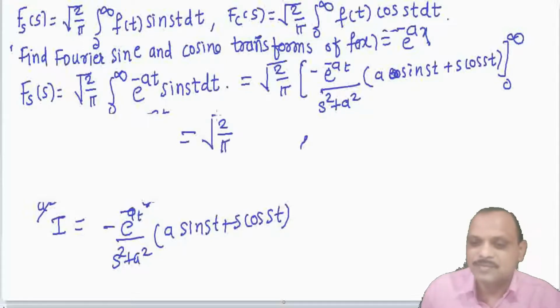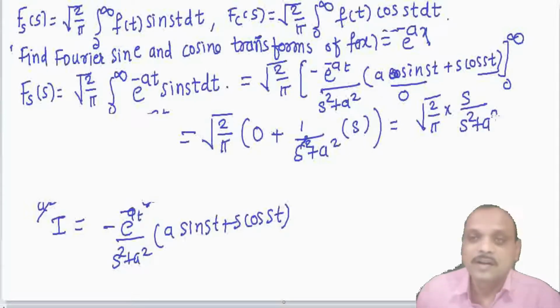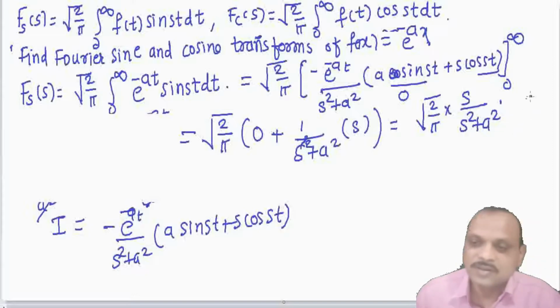0 minus minus will be plus. At 0, the exponential is 1, so I have 1 in the numerator and s square plus a square in the denominator. At t equal to 0, sine will be 0, cos t is 1, so I get 1. Now you can see that this is equal to under root 2 divided by pi into s divided by s square plus a square. So this is the Fourier sine transform of the function f of x equal to e raised to minus ax.